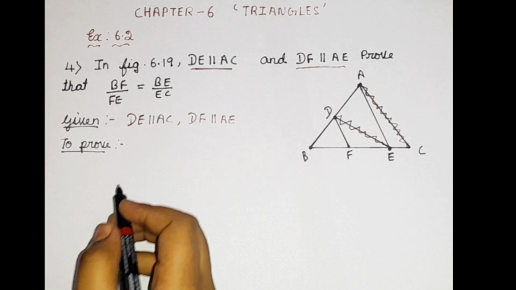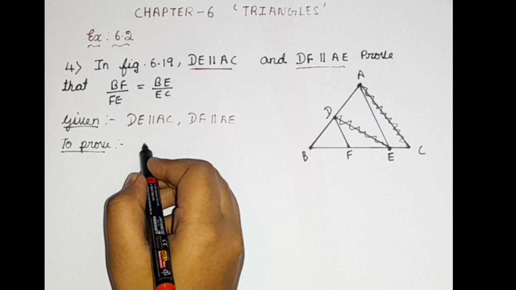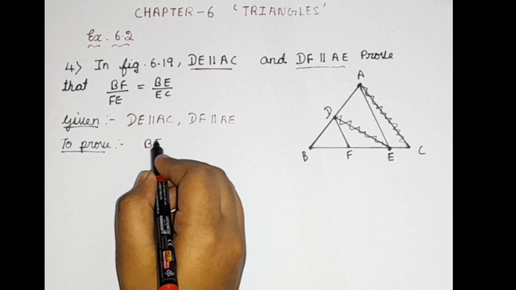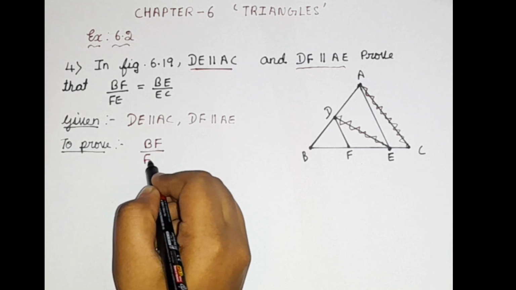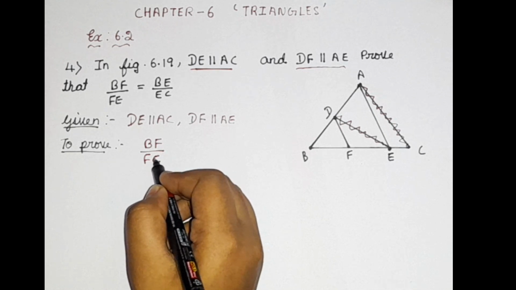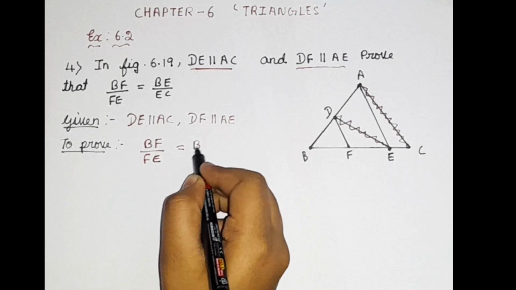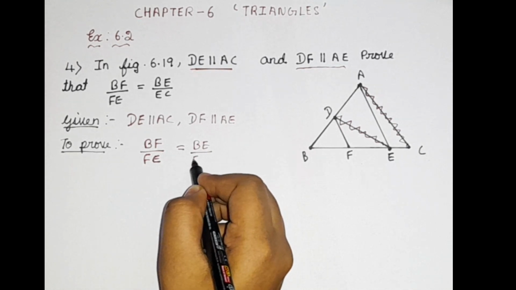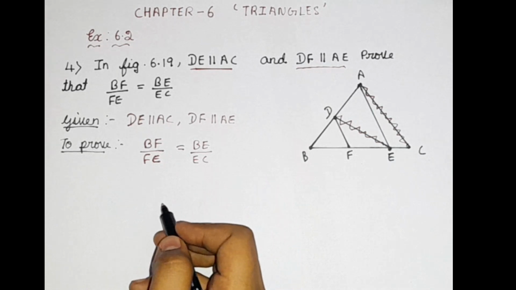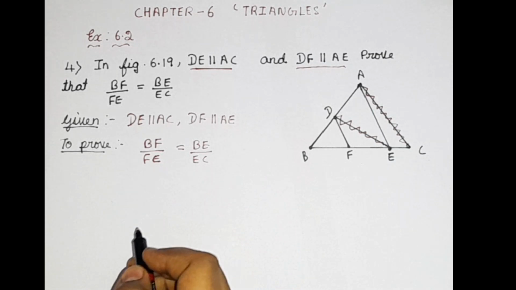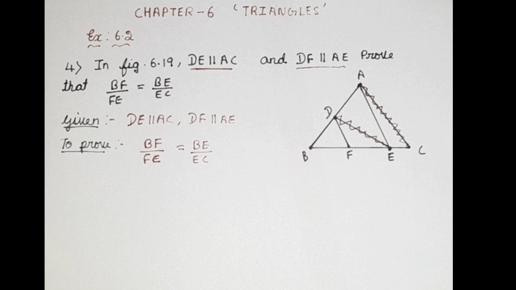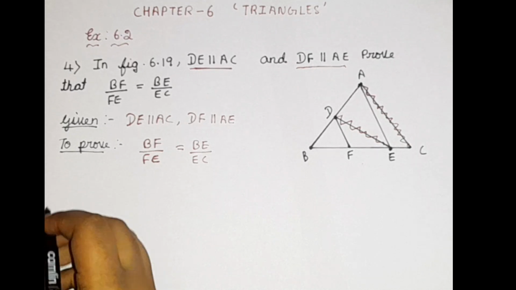So we wrote the given values, and what are we supposed to prove? BF by FE is equal to BE by EC. Alright, so I just wrote what we are supposed to prove. Now to prove something we need proof, am I right? In real life also, in our daily life, if you want to prove something we need proof. Likewise in maths also we need proof.